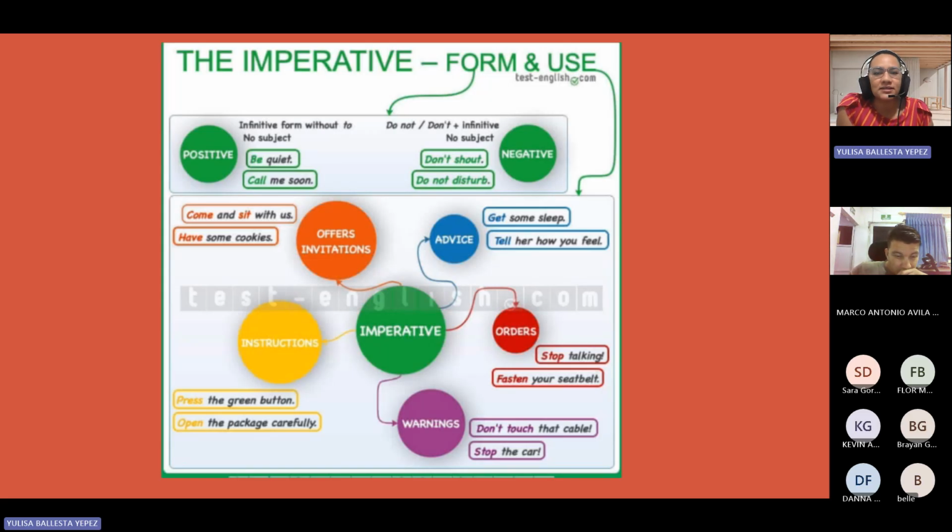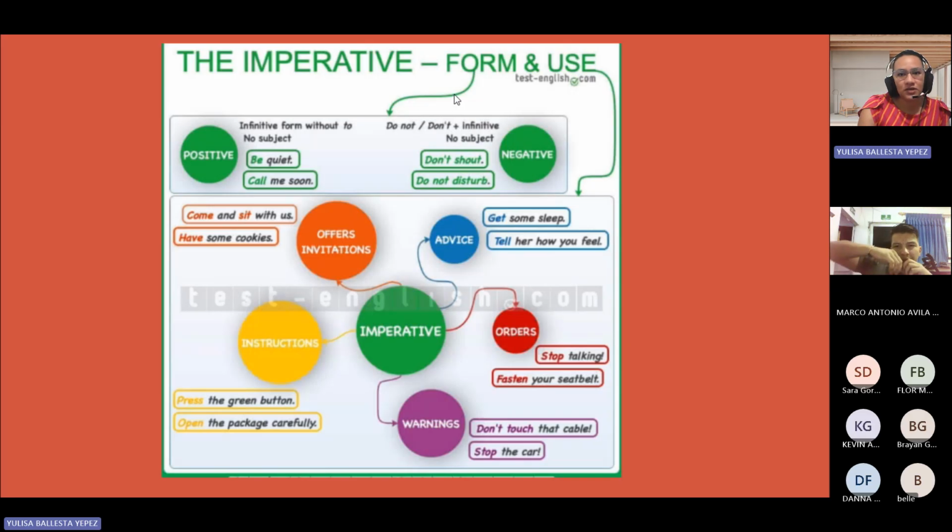Advice, the blue ones. Please, Kevin. Kevin has a problem with the microphone. Sarah, please read the advice, the blue part. Get some sleep. Tell her how you feel. Okay. So in these cases, when someone is not feeling well, maybe you would give advice to that person. Get some sleep, duerme un poco. Yes. Tell her how you feel. Dile cómo te sientes. Okay.